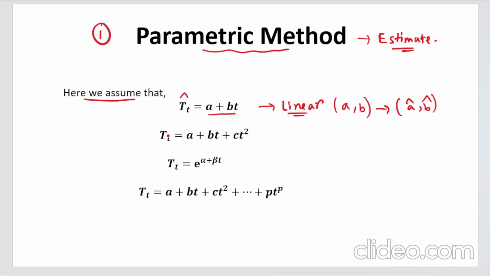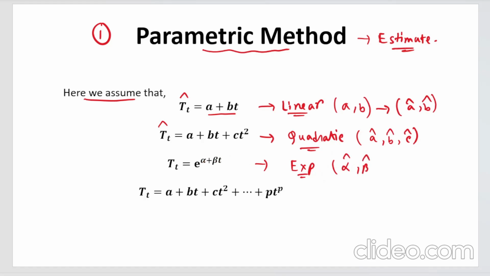Now the second functional form that is available is the quadratic, where you have three parameters. It looks like this: a plus bt plus ct square. You want to estimate these three parameters, and that will give you your estimated trend. Or the third possibility is the exponential trend, where you see there are two parameters and you want to estimate them.